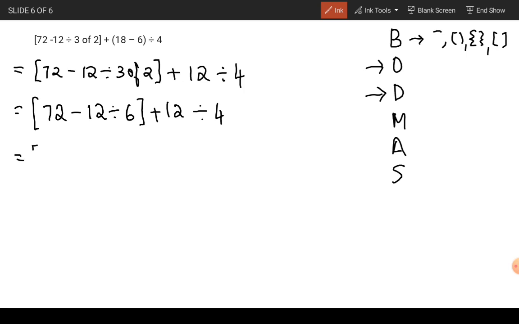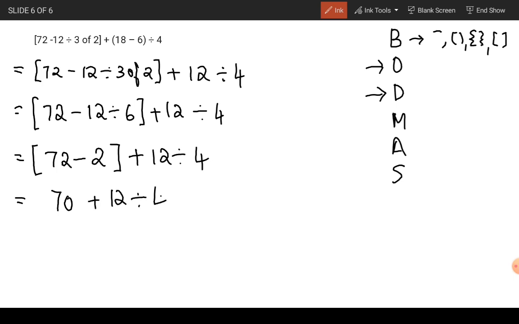So 72 minus 12 divided by 6 is 2. Close square brackets, plus 12 divided by 4. Now within the square bracket there is only one operation, which is the subtraction. So I will solve that. 72 minus 2 is 70, plus 12 divided by 4.